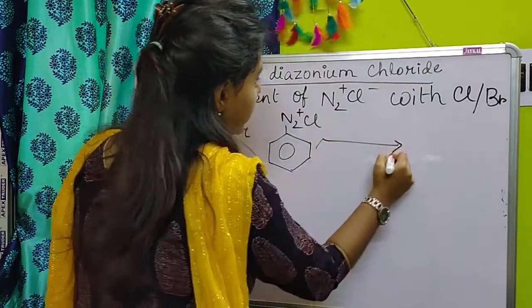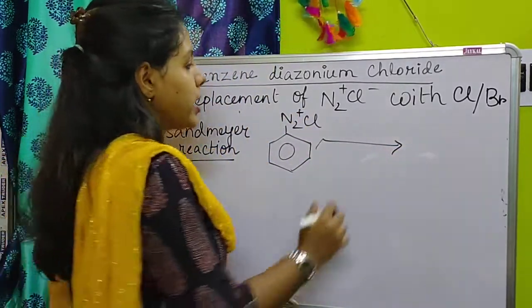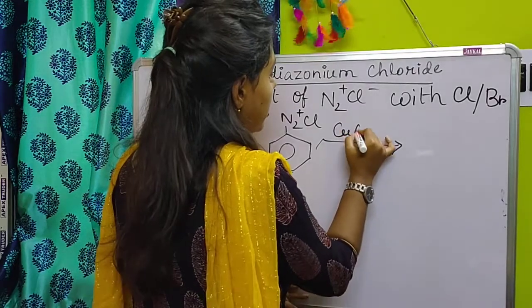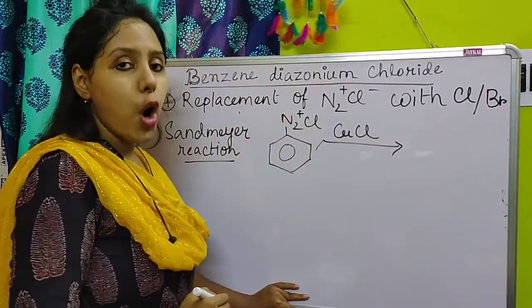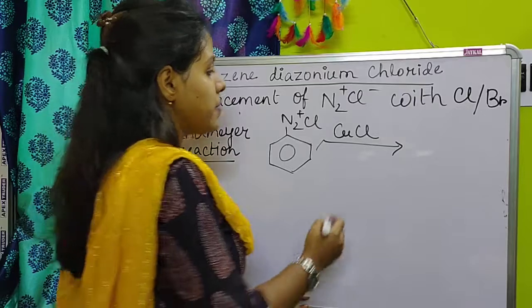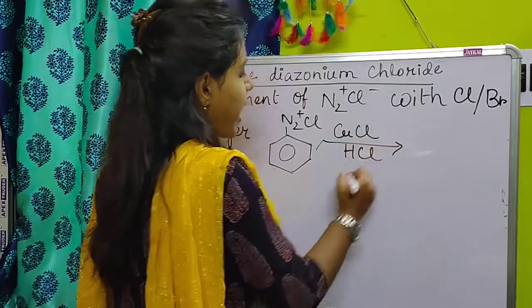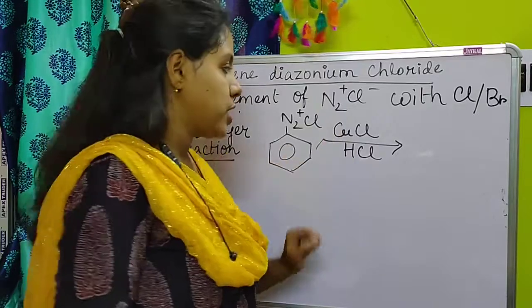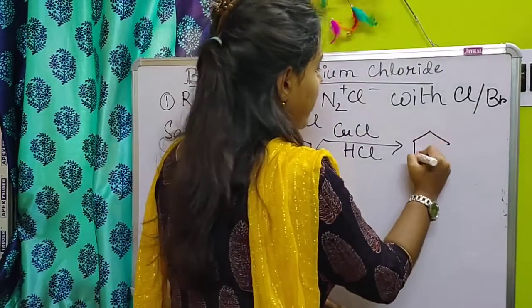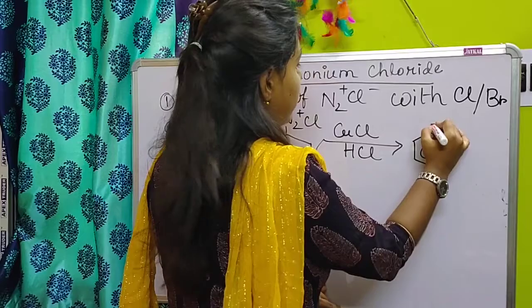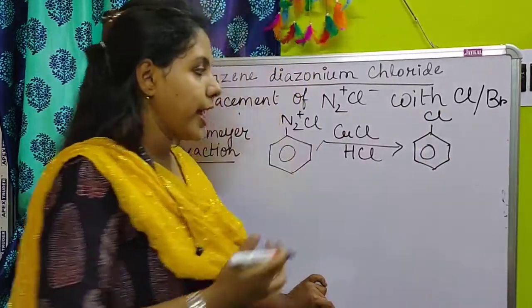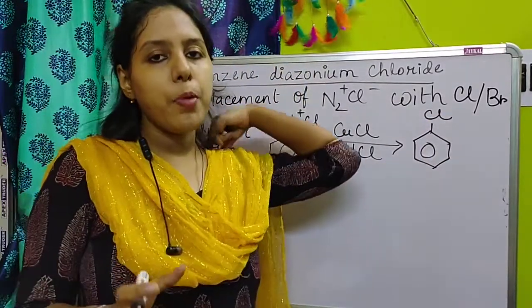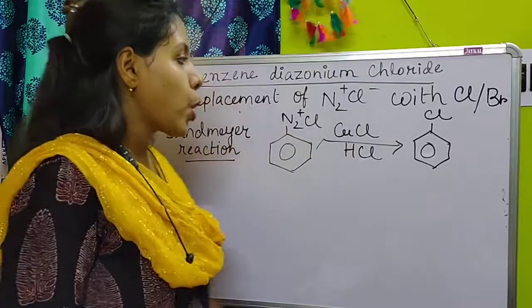If you want to add chlorine, then you have to add the chloride salt of copper, along with HCl, hydrochloric acid, and copper chloride. By this way, there will be the addition of chloride. The main product that you are getting here is chlorobenzene.